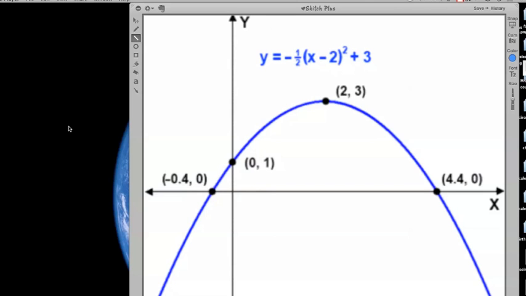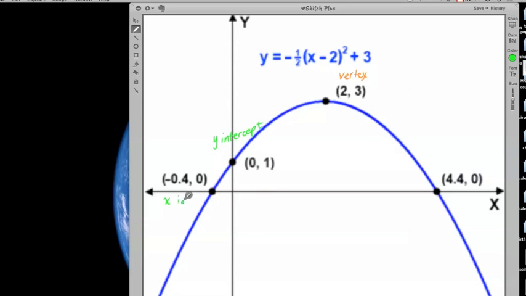Okay, so let's take a look at a different kind of parabola. This is upside down compared to the others, but it still has the same anatomy. So right here, we've got the vertex. The vertex is at (2, 3). And if we look over to the y-axis over here, we can see that our y-intercept is at (0, 1). So that's the y-intercept for this parabola.